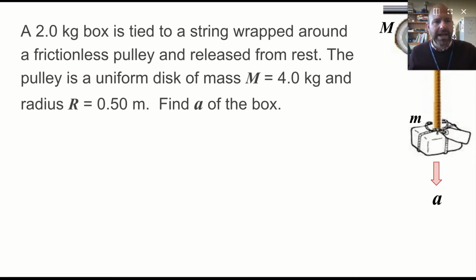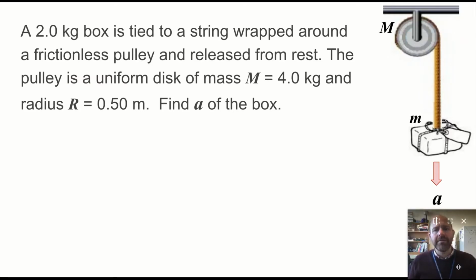So let's look at an example here. We have a pulley with a rope wrapped around it and a package or box hung from it, and it's released from rest. There's no friction in this pulley as before, but the pulley is no longer an ideal massless pulley. It has mass, it has a moment of inertia.